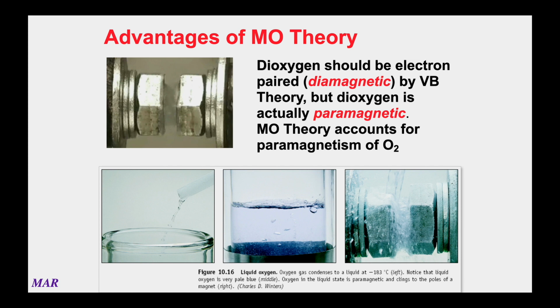And why that's so weird is that if we drew a Lewis structure for O2, and I encourage you to do this, all right? Well, oxygen has 6 valence electrons. There's 2 of them, so that's 12 valence electrons. Divide by 2, 6 pairs.